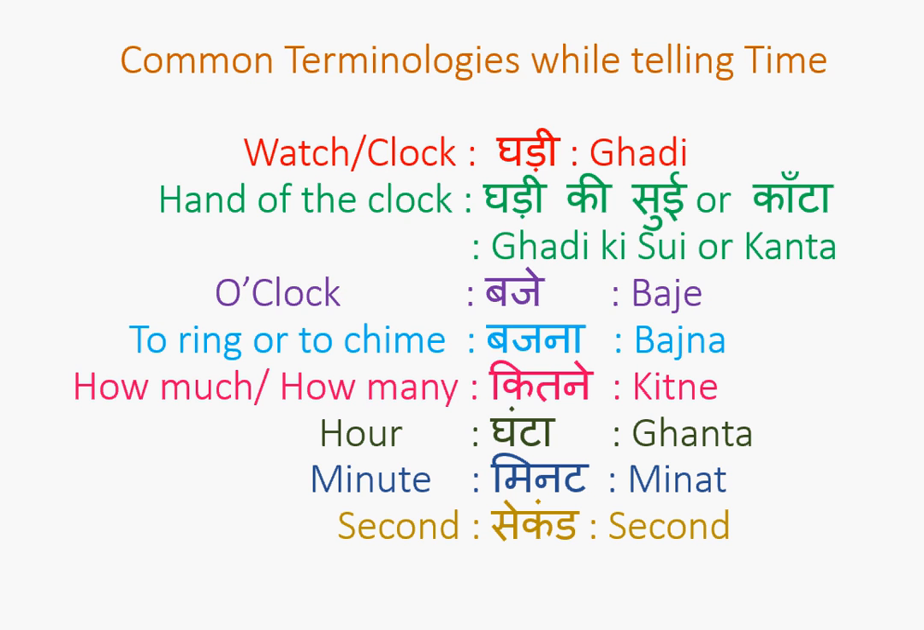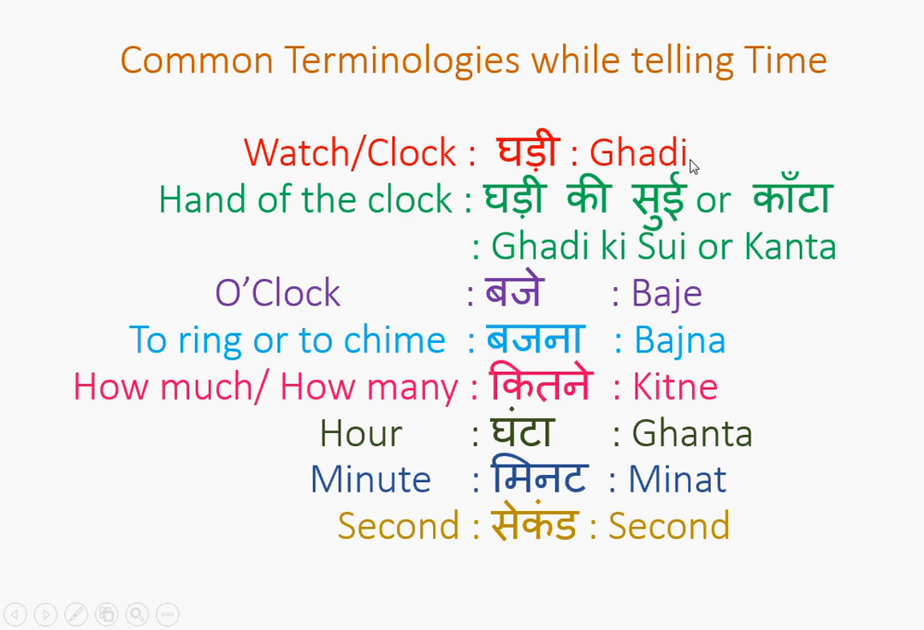Clock or watch is called ghadi. Now here you don't have any differentiation as such, wherein it's a wall clock, then it has a different name, and if it's a wristwatch, it will be differently called. No, both are called ghadi. Okay, so clock is ghadi.